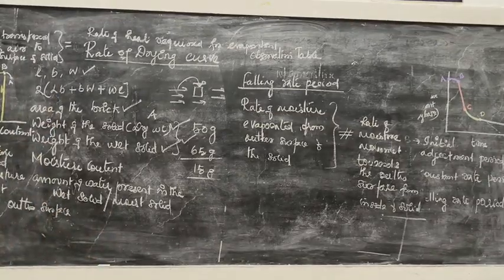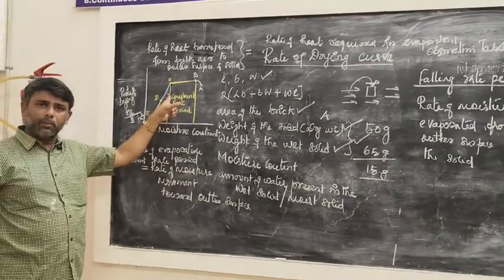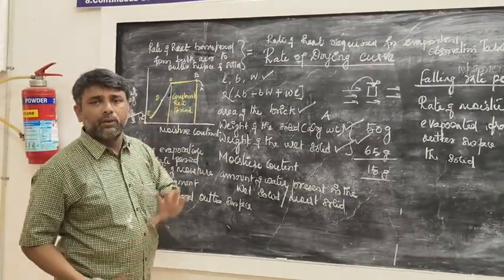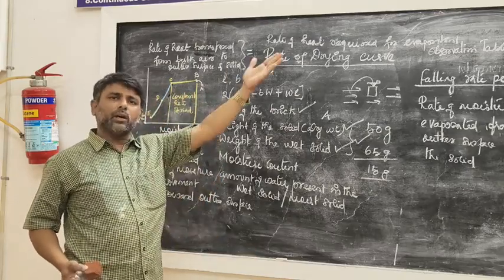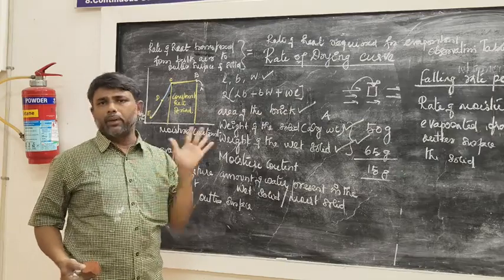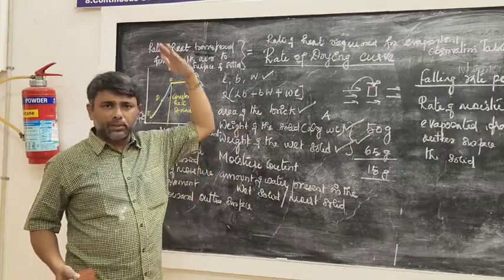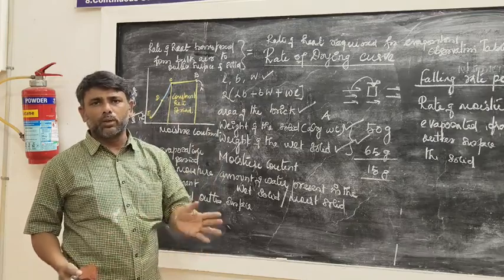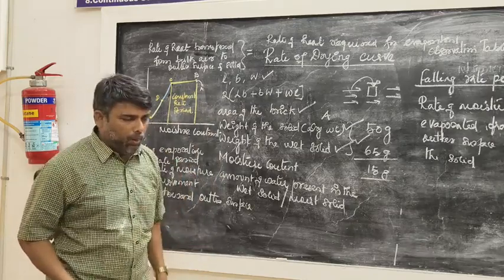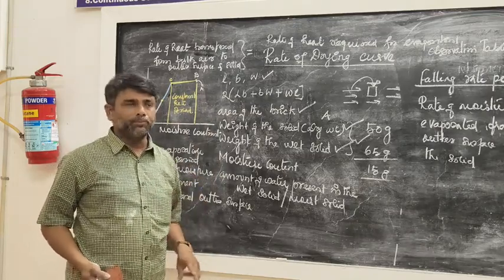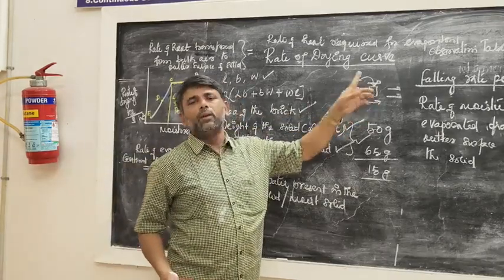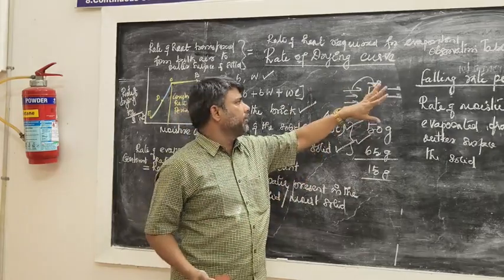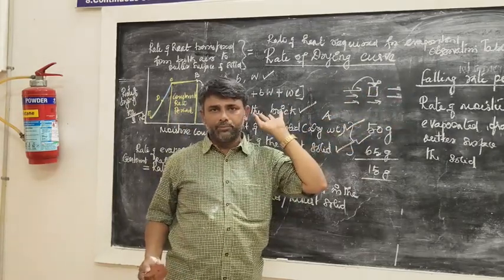In the falling rate period, the rate of moisture evaporated from the outer surface will not be equal to the rate of moisture moved towards the outer surface from inside. The rate of evaporation is more than the rate of moisture movement towards the outer surface. Important point. Next point, the rate of heat transfer from bulk air to the surface of the solid will not be equal to the rate of heat required for evaporation.